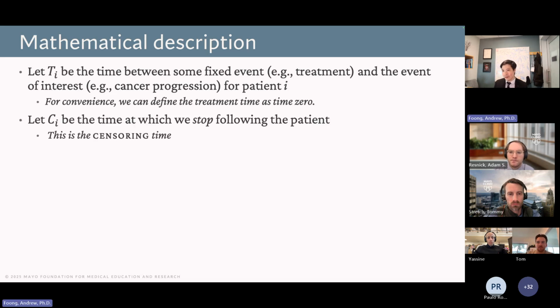We also need to model another variable, which is the censoring time. That's the time when we stop following the patient. It could be the time when our study ends, or it could be the time when the patient drops out.